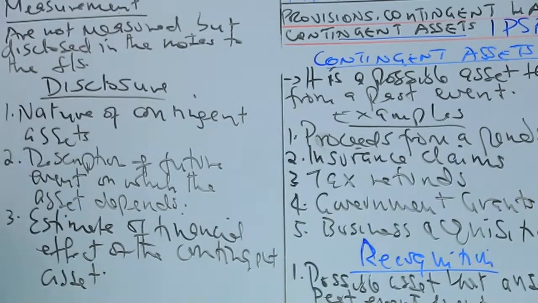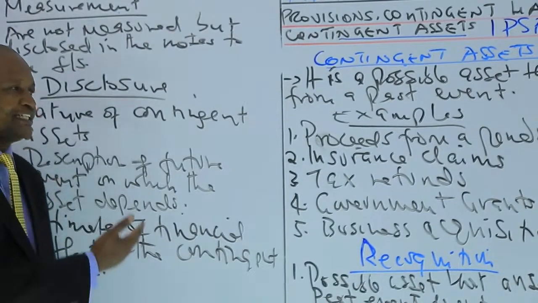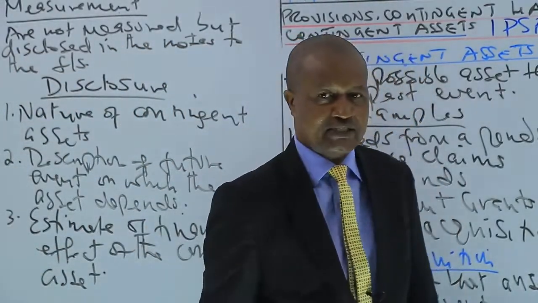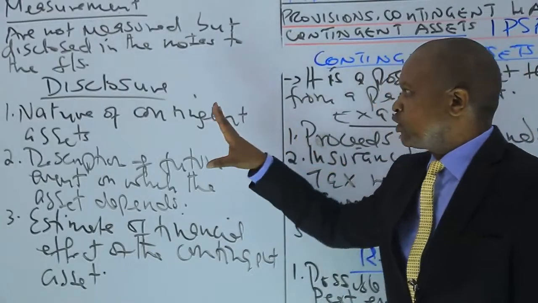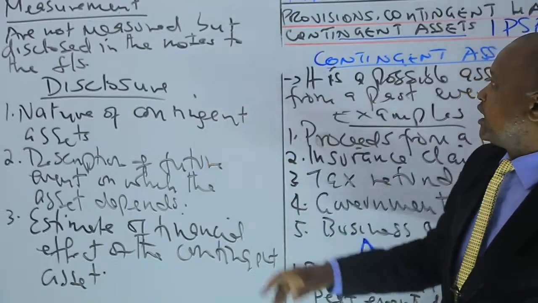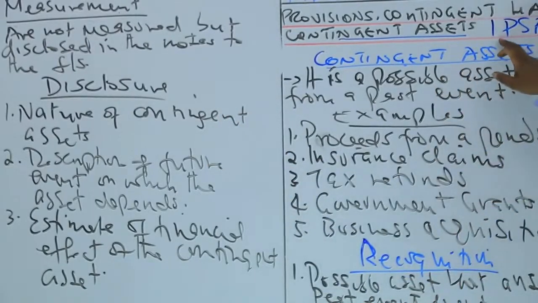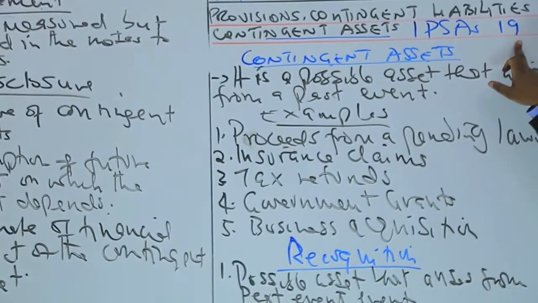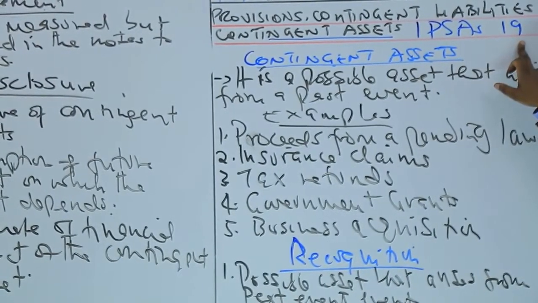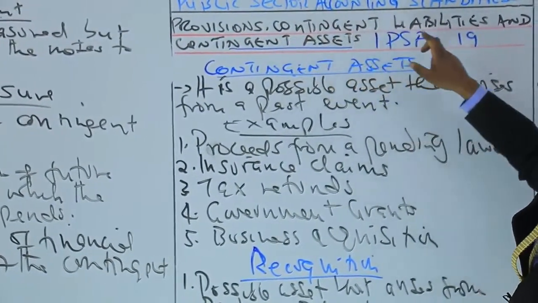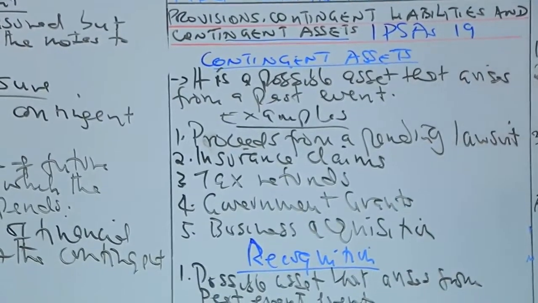Now, candidates, in conclusion, public sector entities should carefully manage their contingent assets. And they should disclose such assets in their financial statements in accordance with International Public Sector Accounting Standard number 9. So that effectively brings the lesson to an end. We've covered the key requirements for provisions, contingent liabilities, and contingent assets.